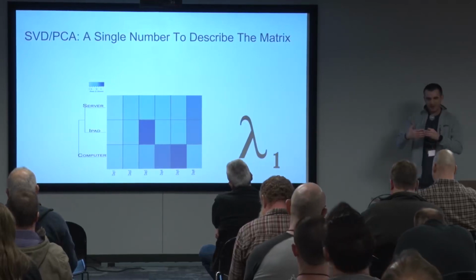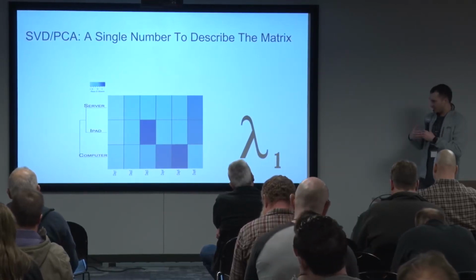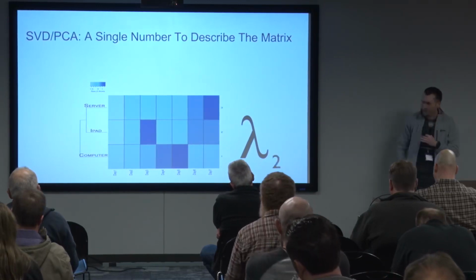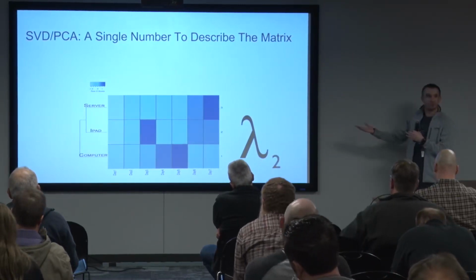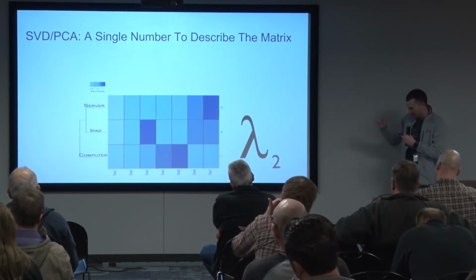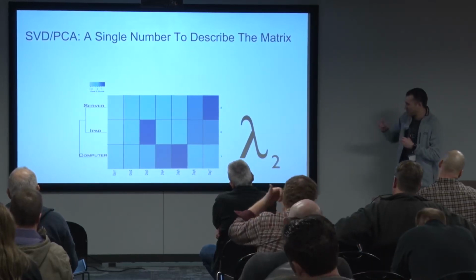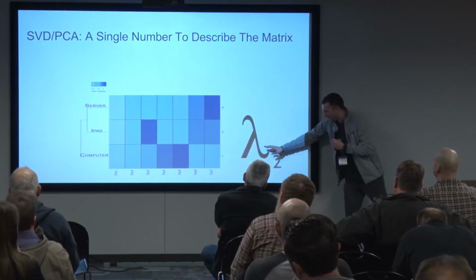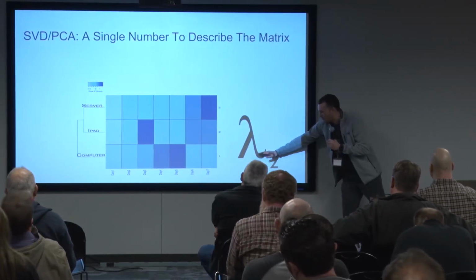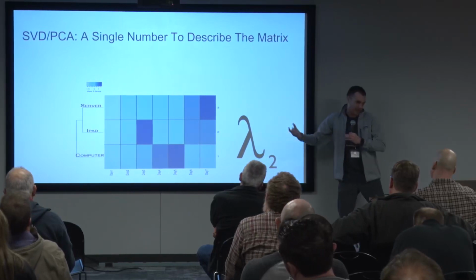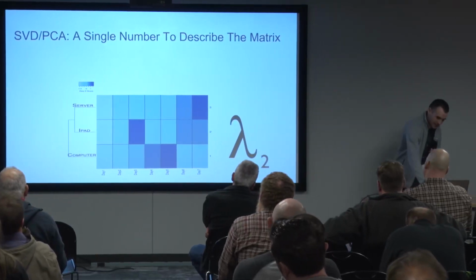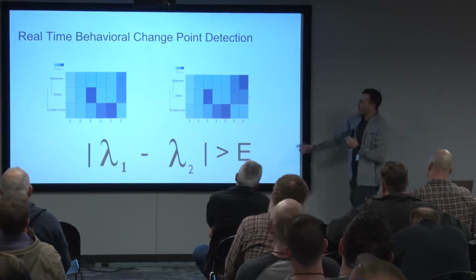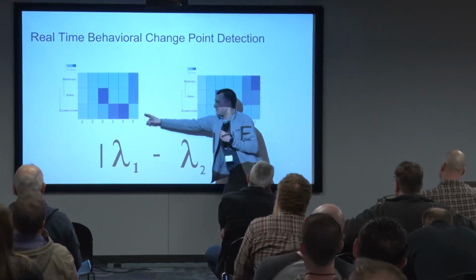Now this is about change point detection. When we have a new day, we basically get a new computation, a new number. This is the first eigenvalue from PCA. So every day we get a new number that describes the matrix and how it changes. Once you have these matrices per day, it's very easy to say, okay, how do these two things differ?